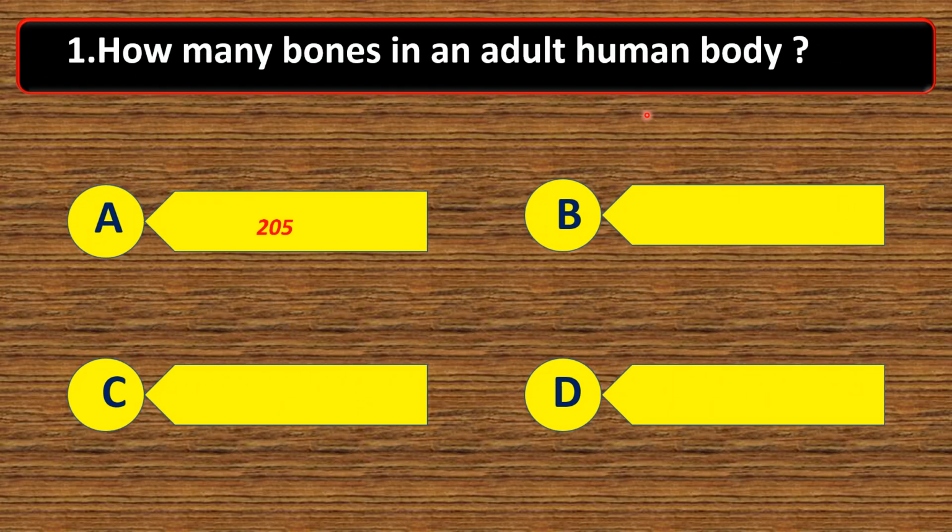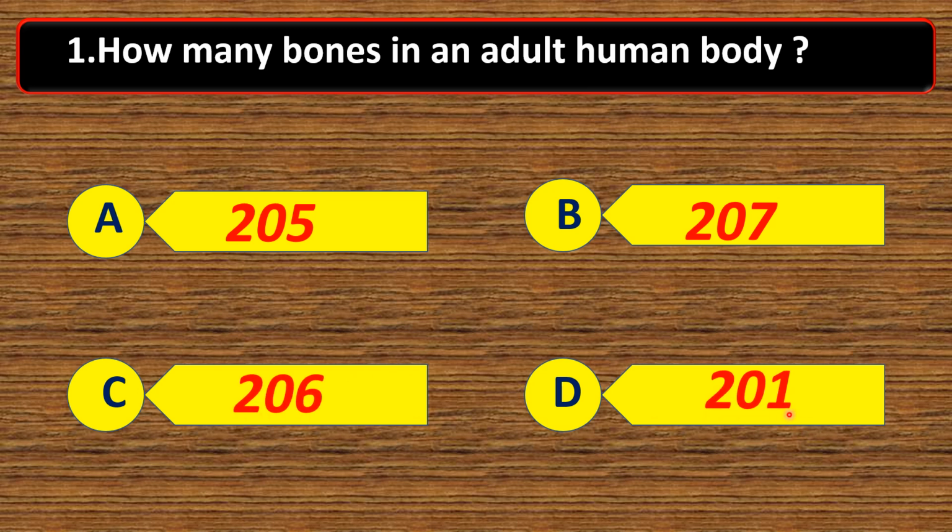How many bones in an adult human body? Option A 105, option B 207, option C 206, and option D 201. The correct answer is option C, 206.